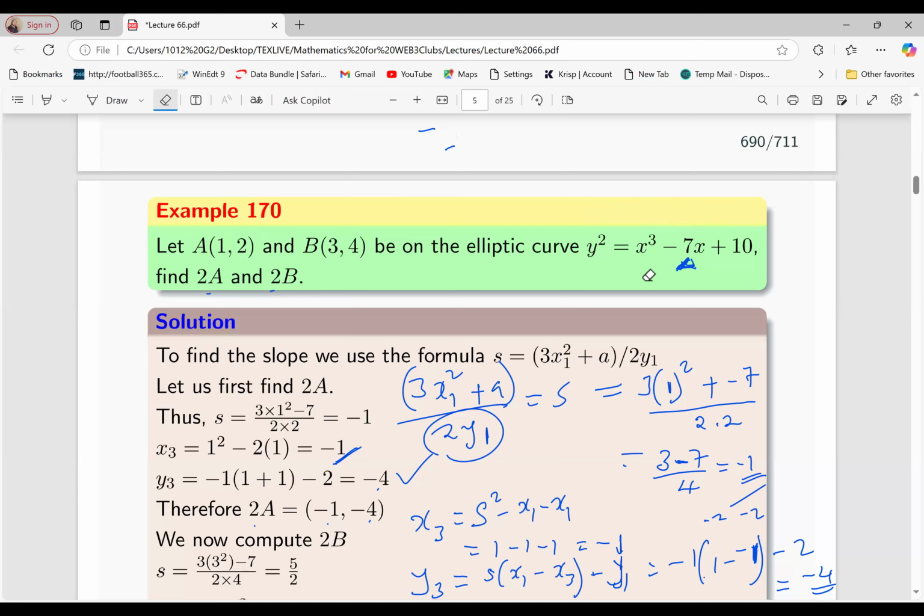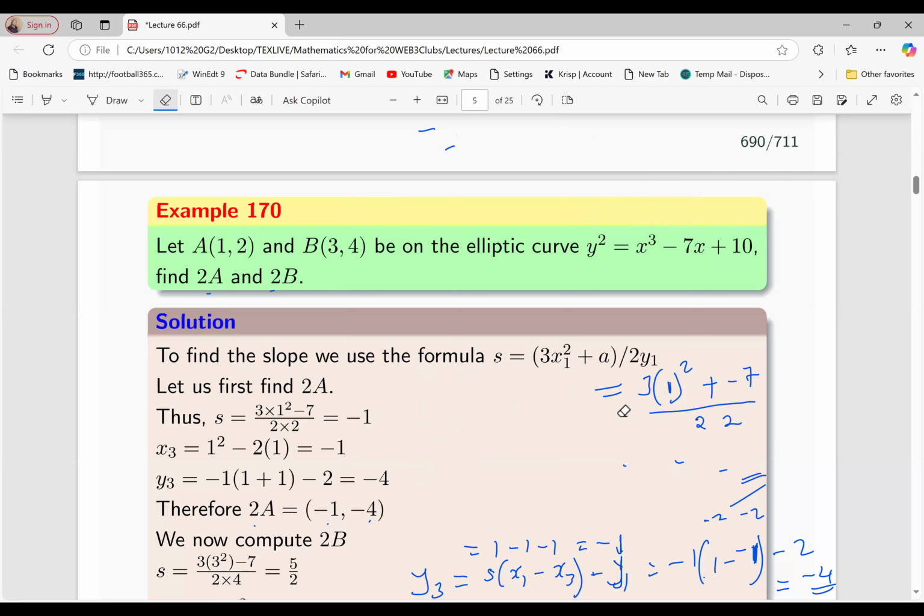You can now get 2B before you go to the program, just to see how our formulas look and how they give us the results.